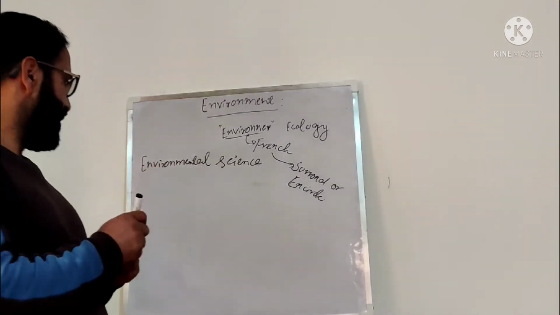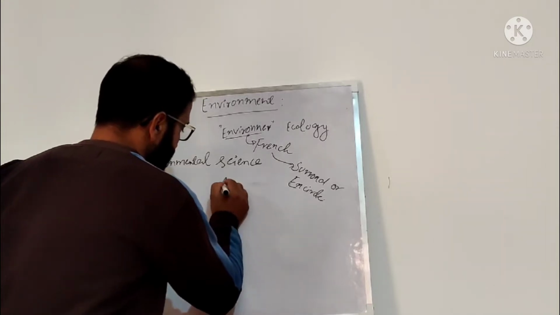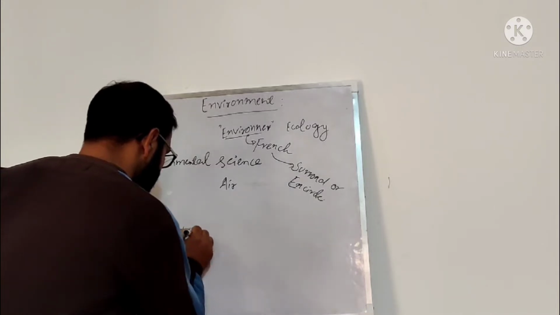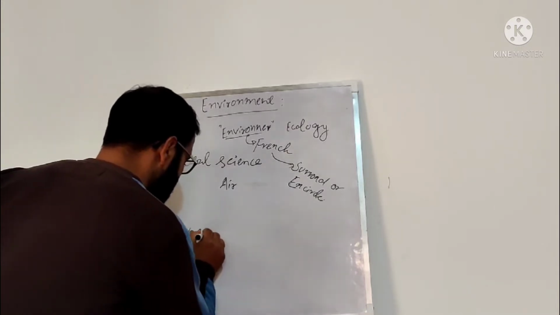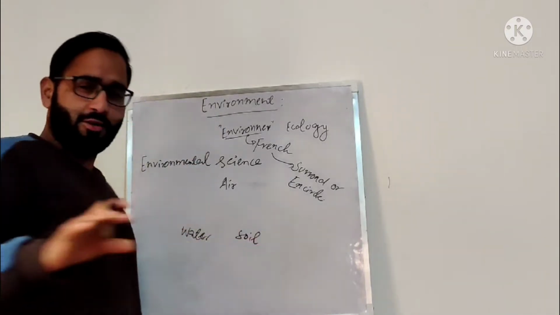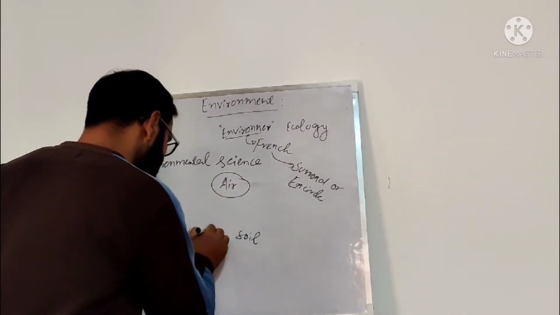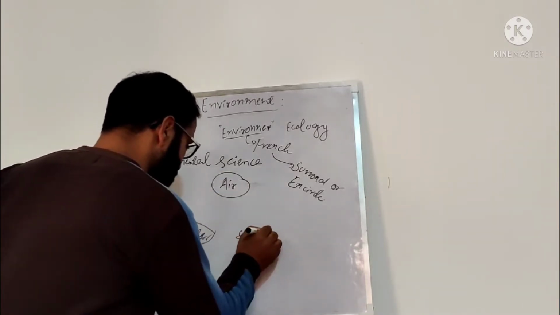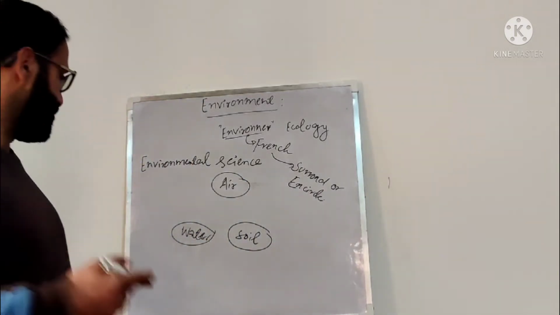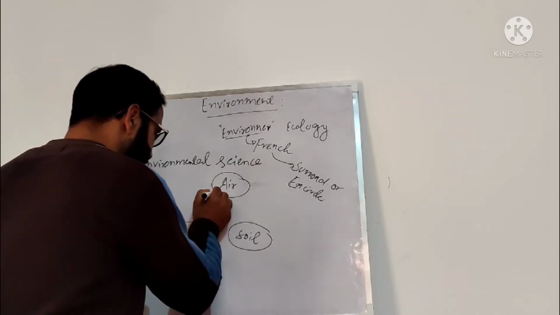Mostly, we are surrounded by air, water, and soil. These are important components of an environment. Here is one component, water and soil. If we see these components, they interact with each other. This water and air are interacting with each other.